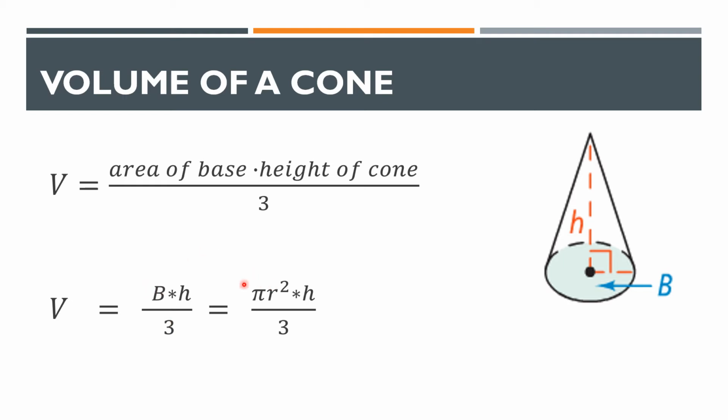And then remember we said for a cylinder, because it has a circular base, you could also insert pi r squared there, for the area of a circle, to just kind of help you remember. But essentially, it's still capital B, the base, right? It just happens to be a circle, pi r squared. So pi r squared times the height divided by 3.